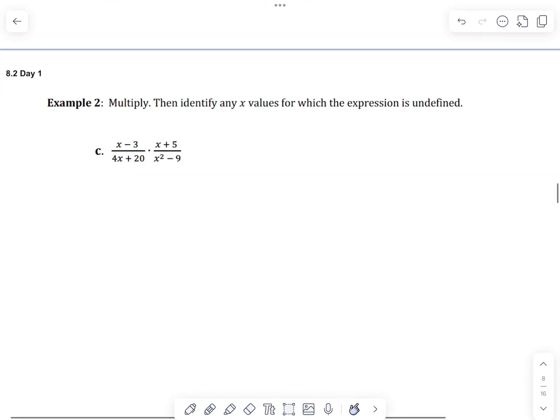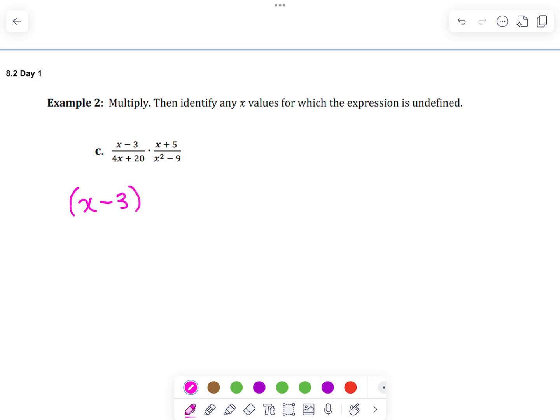All right. So before we begin canceling, we have to do any factoring. So the numerator is just x minus 3. The denominator has a GCF, so we're going to take out the GCF of 4. So we're left with x plus 5.